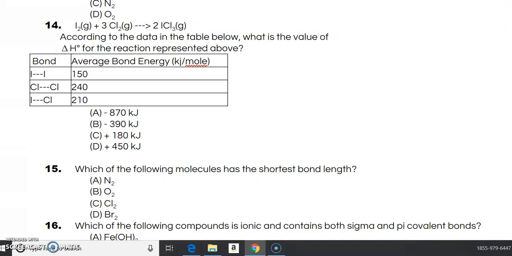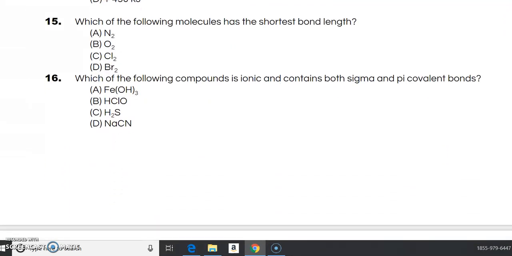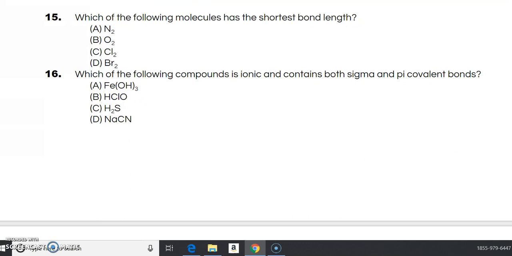If you need to pause the video and work that out, please feel free to do so and see the PowerPoint for more information. All right, 15. Which of the following molecules has the shortest bond length? Again, we've talked about breaking bonds in earlier questions. So 15, draw the Lewis structures. And again, a triple bond is going to be shorter than a double bond or a single bond. And we know who has the triple? Letter A, nitrogen to nitrogen.